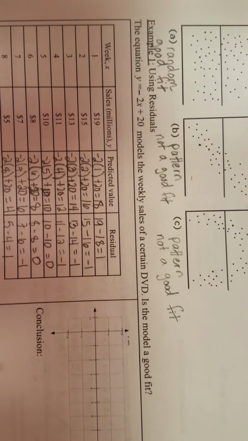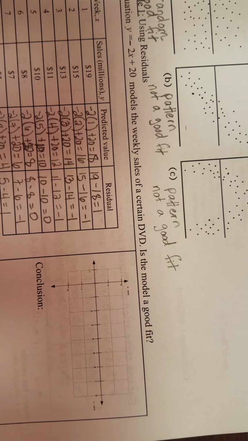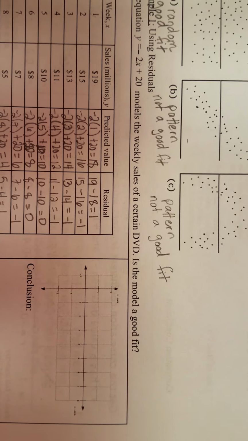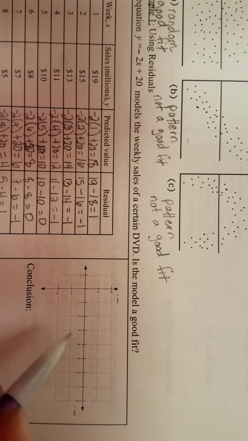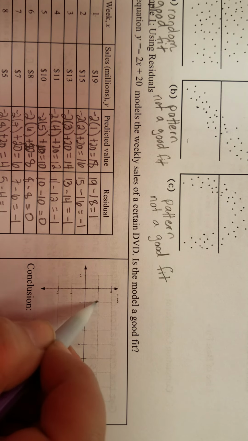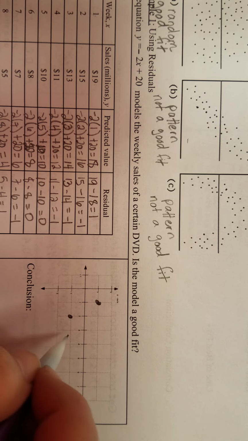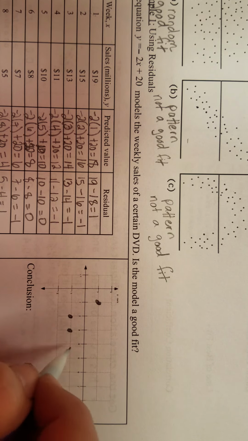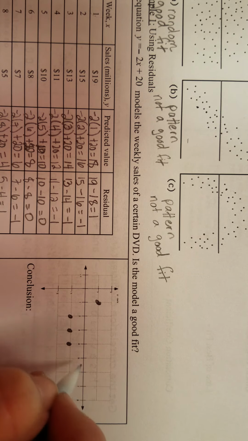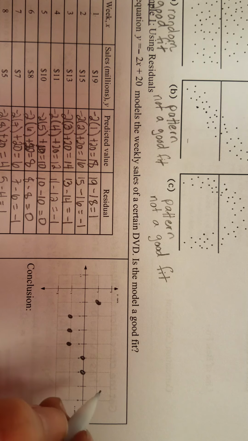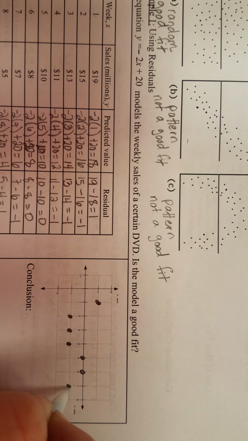Okay, and now we're going to graph our residuals. So for week 1, our residual was 1. For week 2, -1. For week 3, -1. Week 4 was a -1. Week 5 was 0. Week 6 was 0. Week 7 is -1, and week 8 is a 1.